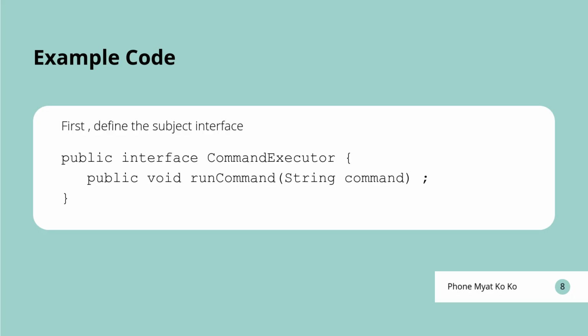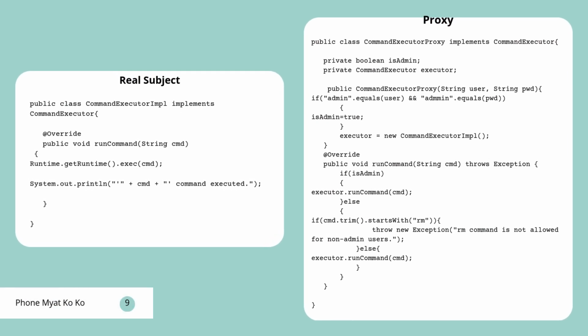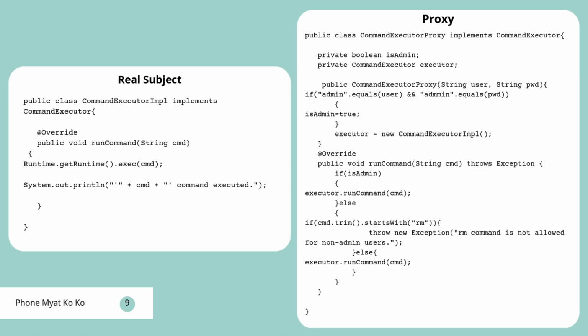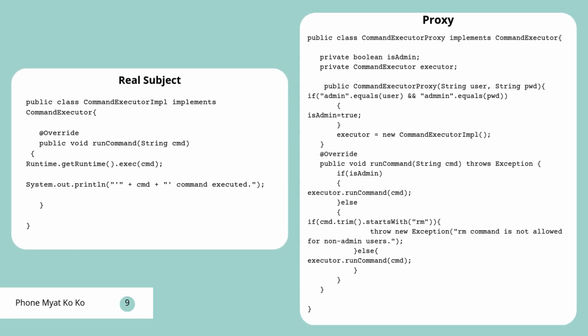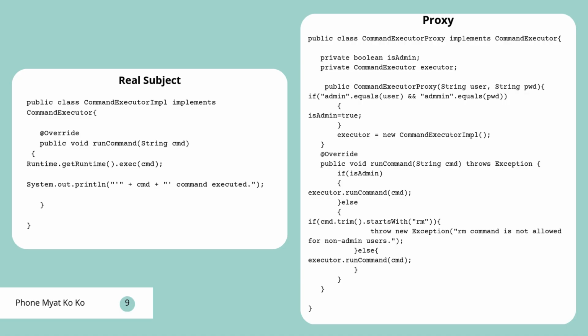Okay, let's look at the Proxy pattern in the example code, which is the prototype of a command line execution tool. When we use the Proxy pattern, we have to define the subject interface as the first thing. Here, we define the command execution interface. The interface defines one method, which is run command. Then, both the real subject and Proxy must implement the same interface. The real subject implements the run command method by directly executing the command, but the Proxy class implements the run command method by wrapping the real subject's run command method with extra checking and access control.